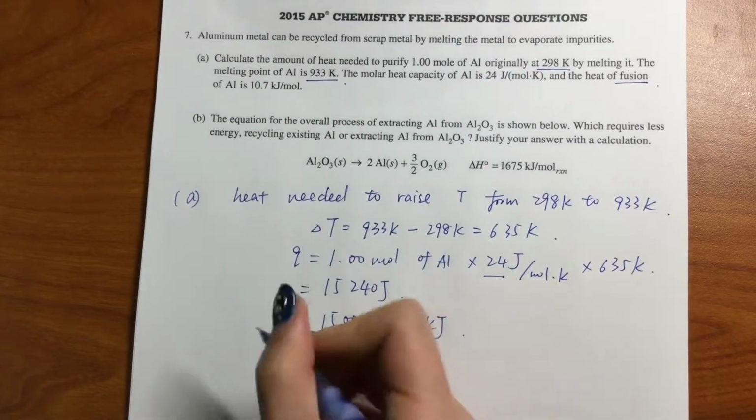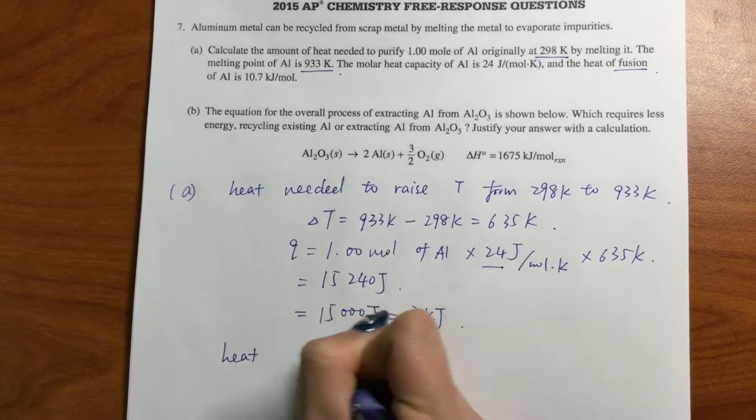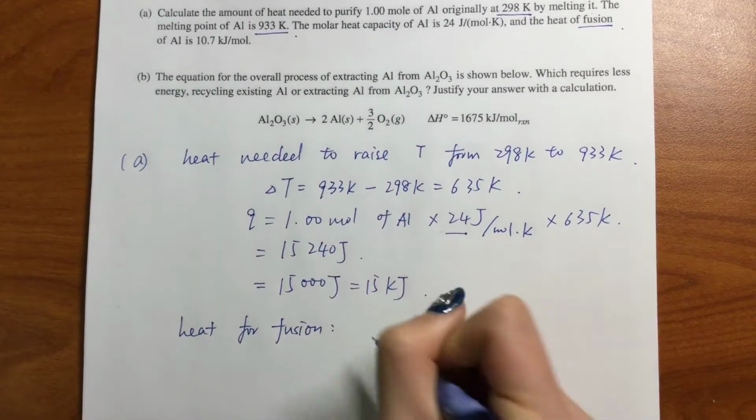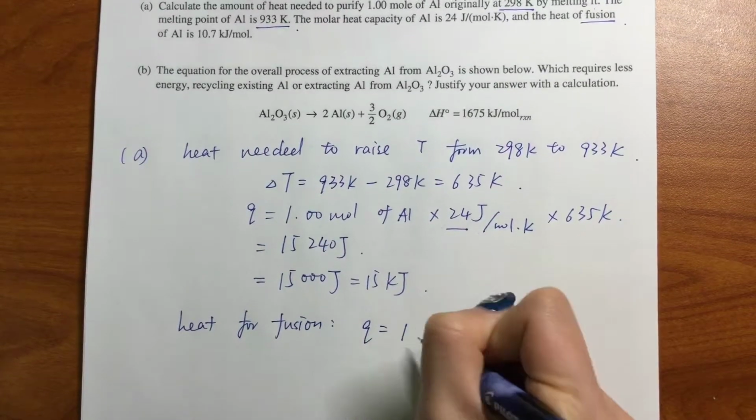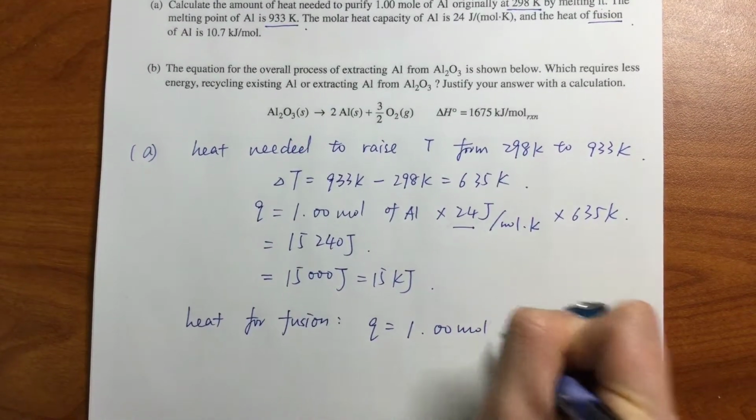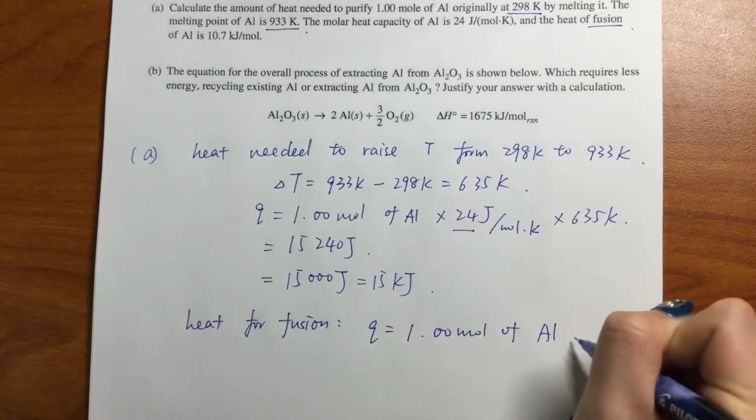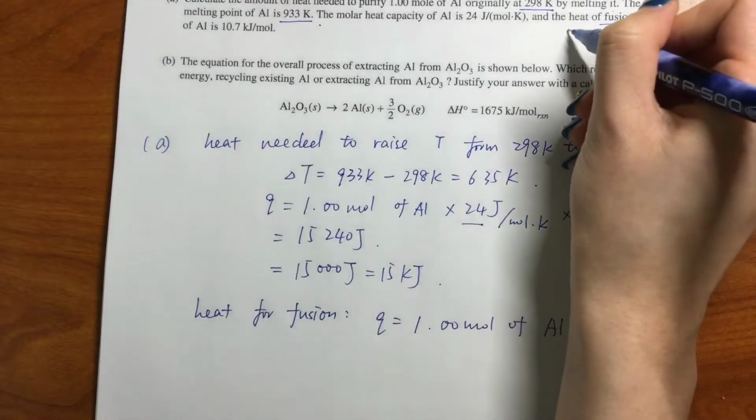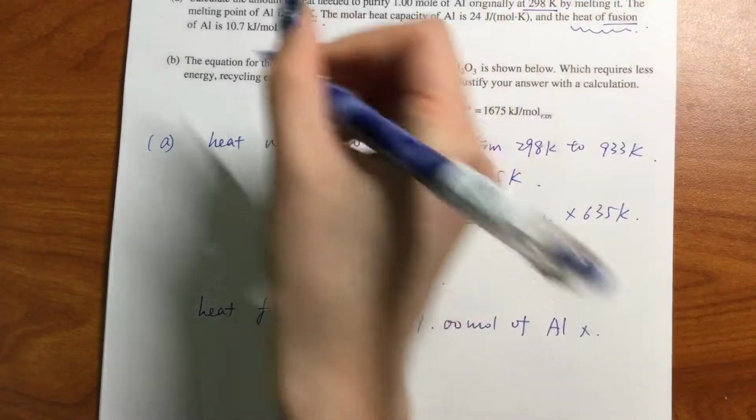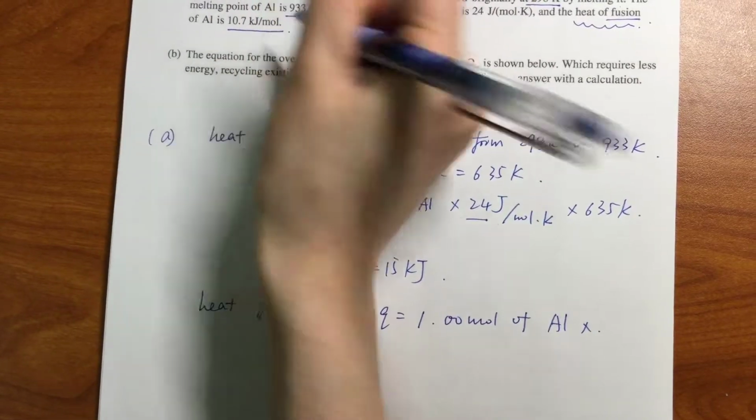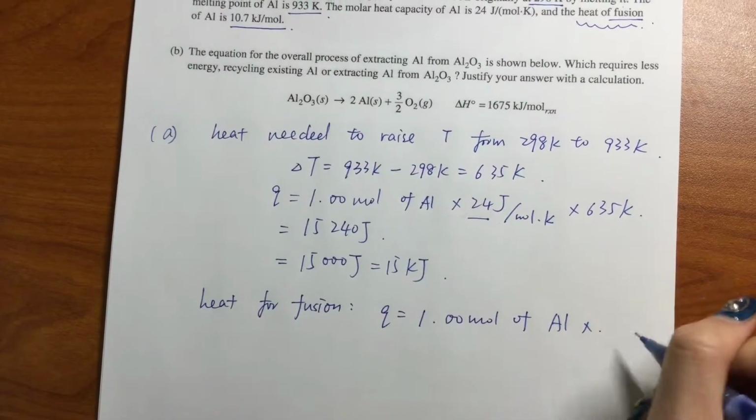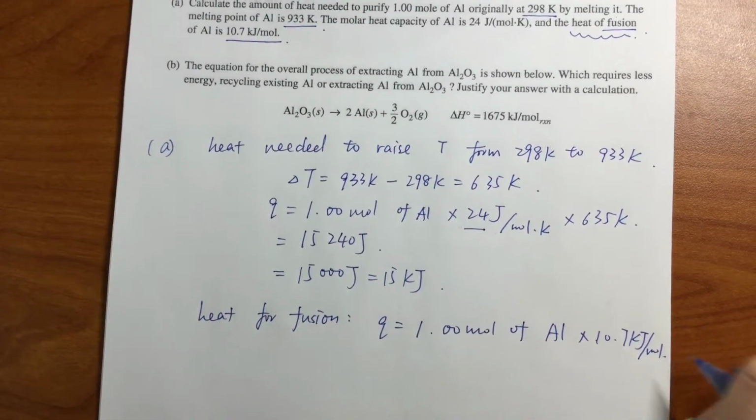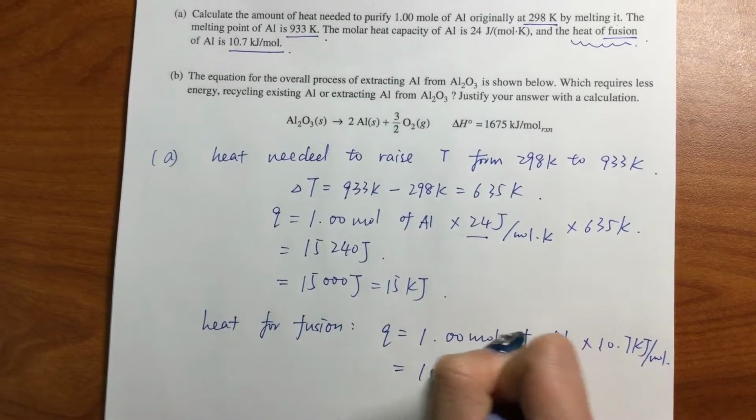And for the second part, the heat for fusion, Q equals 1 mole of aluminum times the heat of fusion of aluminum, which the question told us is 10.7 kilojoules per mole. So we can just use this number. And the result is 10.7 kilojoules.